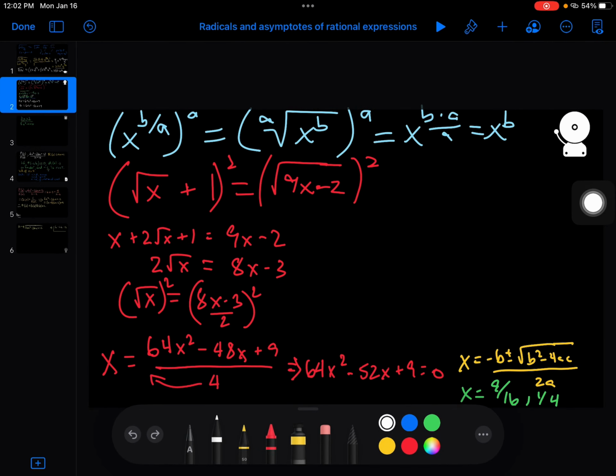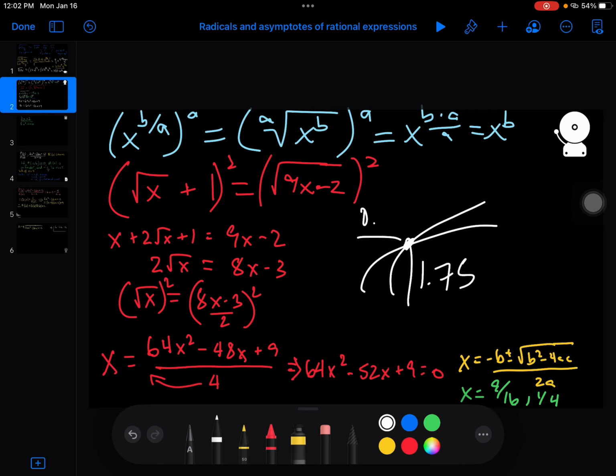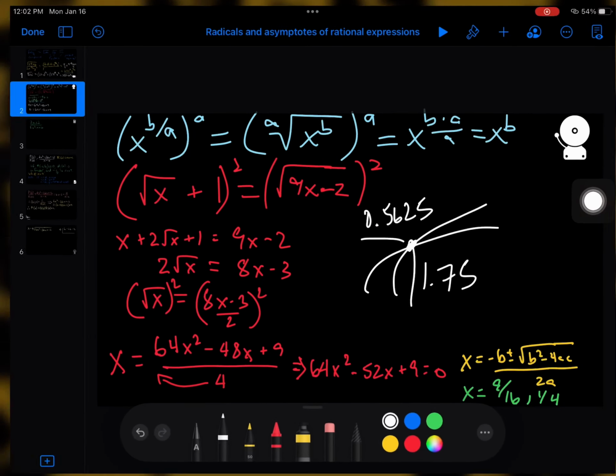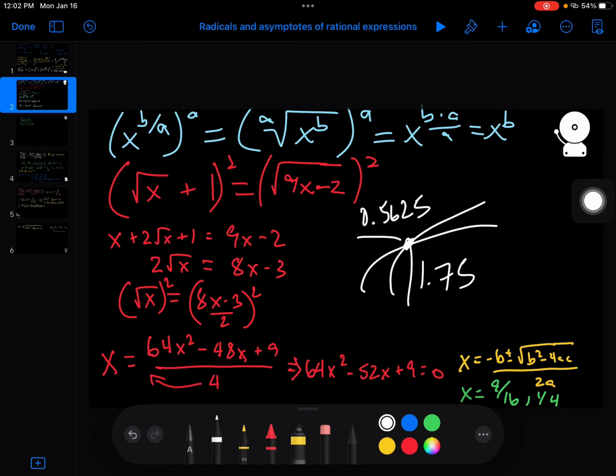But there's their intersection, so this would be the actual meaning, if there were any kind of real-world meaning beyond the tautology of some of the algebra. It would be that there's two radical functions and they cross at 1.75 on the y and 0.5625. Is that right? 9/16? 5625, that's right. On the x.